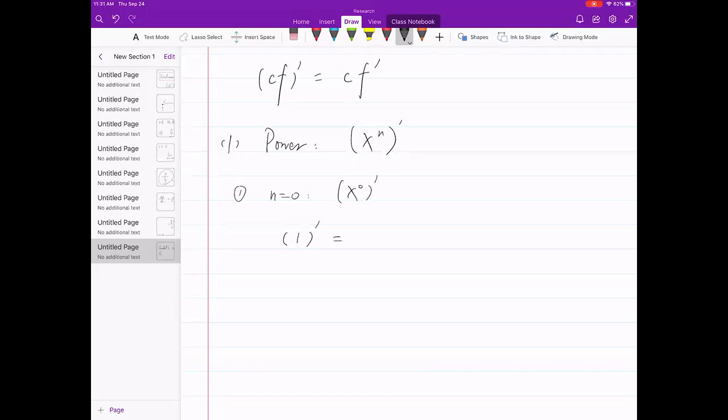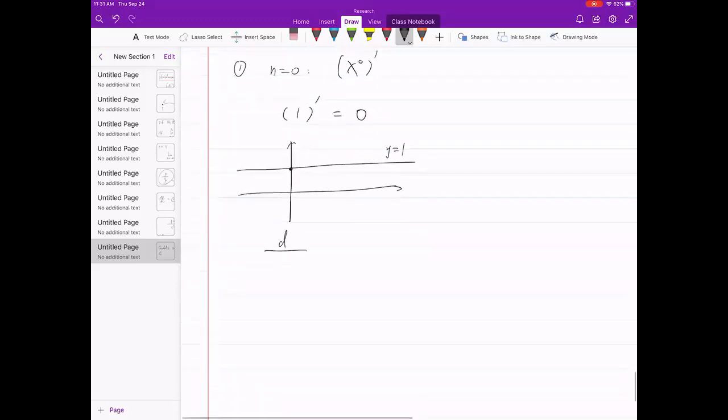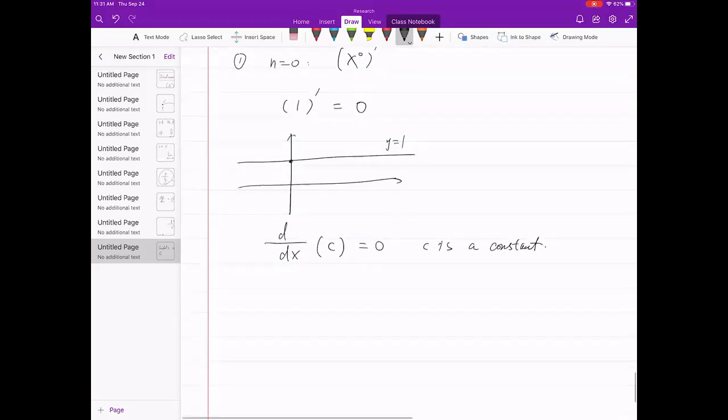What is the derivative of 1? Well, this is y equals 1. What's the changing rate? Never change. Sounds good? So that's the first rule. The derivative of a constant is 0 because it never changes. Pretty easy.